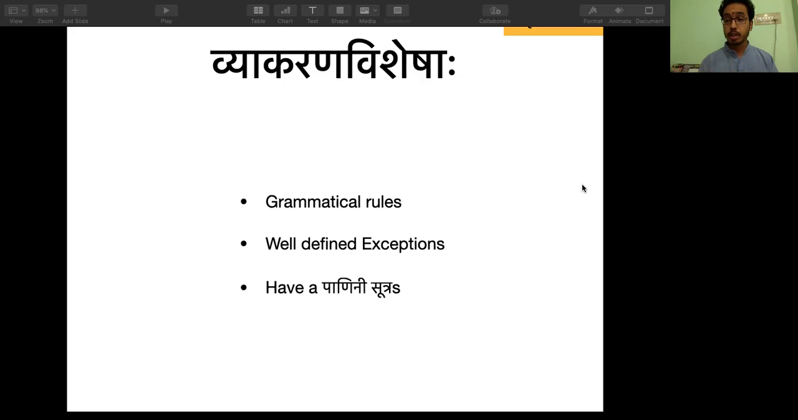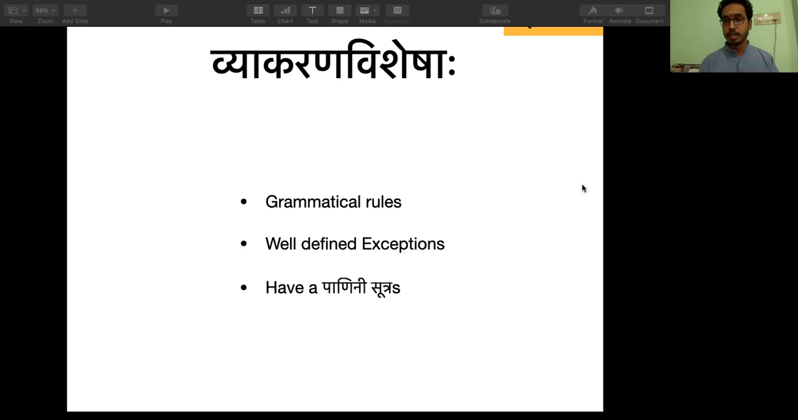And that is what, of course, in several languages like English and some other languages, these rules are too many. You have too many rules and further they're not clearly defined. But Sanskrit is a very beautiful language where even for these exceptions, they have given rules. And that comes under Vyakarana Vishesha. The exceptions that are given separately are called Vyakarana Vishesha.